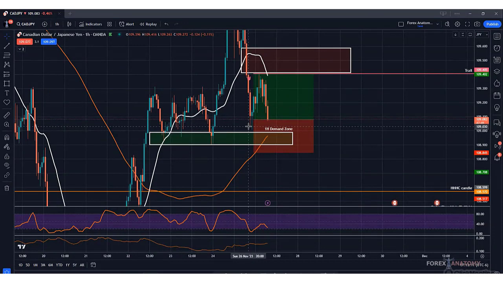While I was deciding on what pair to trade, I decided to trade CAD yen, even though we could have traded Aussie yen or pound yen, and all of them pushed and did exactly what we needed around the same time.